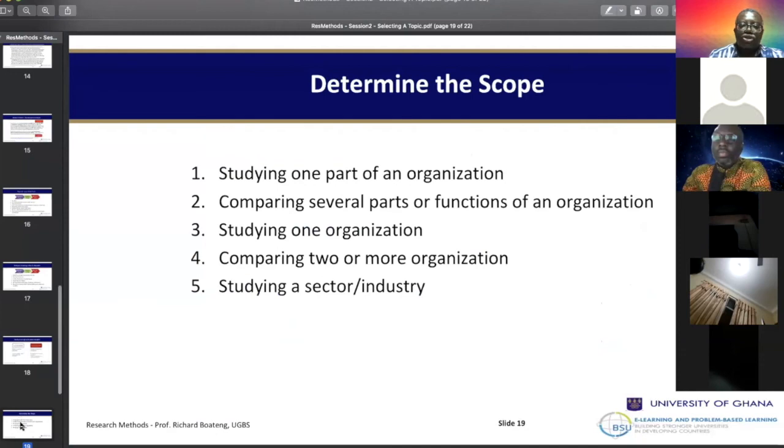Okay. So in determining the scope or the population you want to study, some students can study one part of an organization, maybe productivity in the finance division, or compare different parts or functions of an organization, sales against finance or sales against accounting or marketing. And then one organization can study the whole, maybe CalBank, or two organizations, CalBank and Ecobank, or the sector, the banking industry, depending on the student. Sometimes some students even study the whole country. That means that they may study at the macro level, maybe some policies that the nation has put in place. Some students do cross-country study, like Ghana, Nigeria.